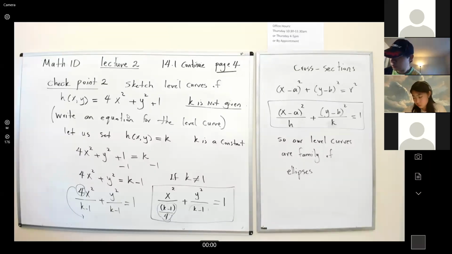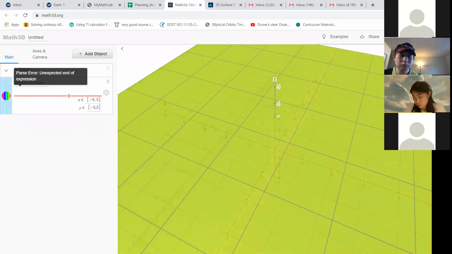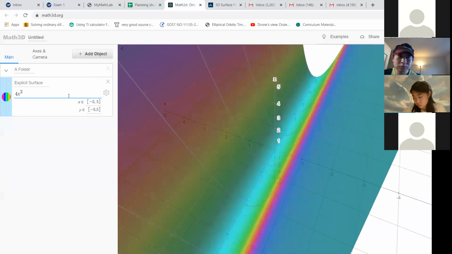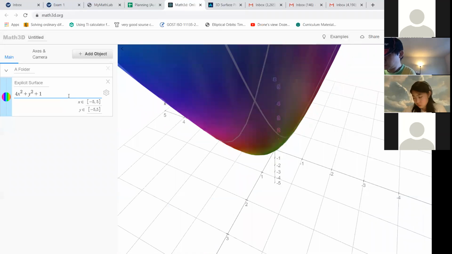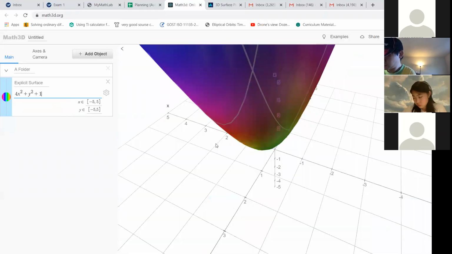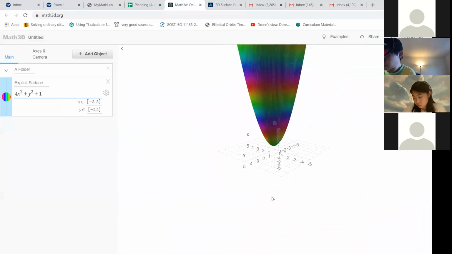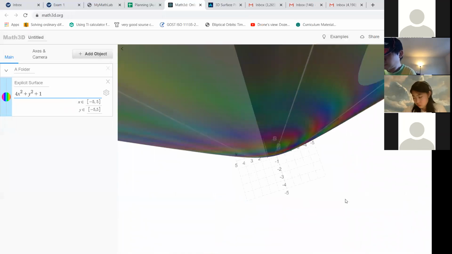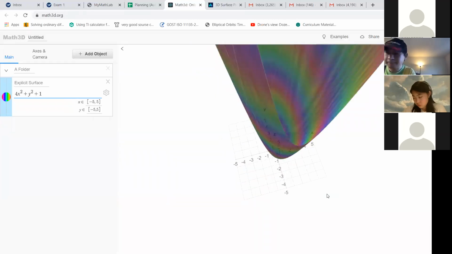Okay, guys, let's take a look at our graph here. We have z equals 4x squared plus y squared plus 1. Very well. This is your function. This is the graph of the function. As you can see, it's not a sphere. It is curved.